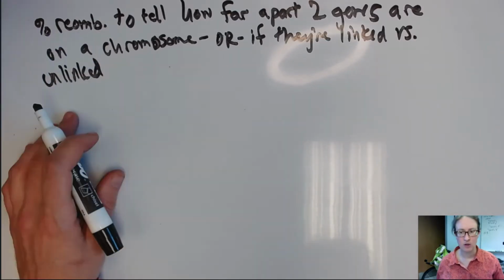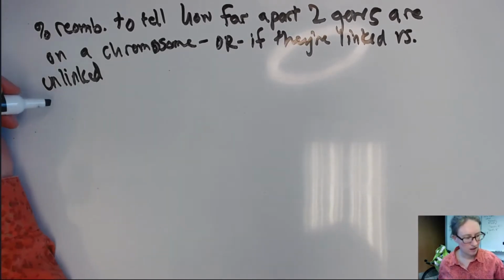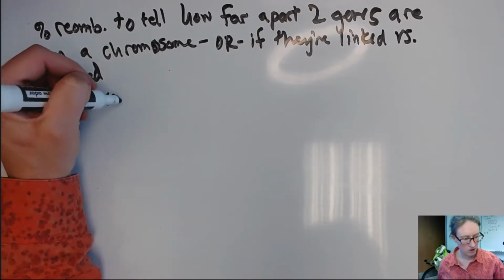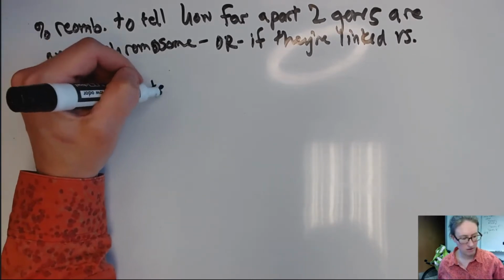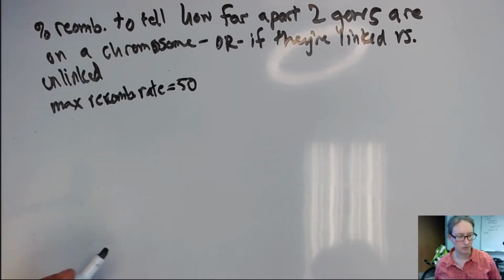Okay? So this might lead you to a question. If your maximum recombination rate is 50, what does that tell you about how long chromosomes are?